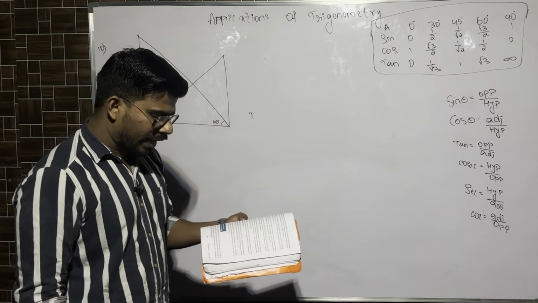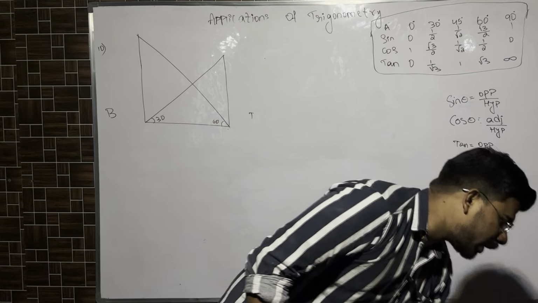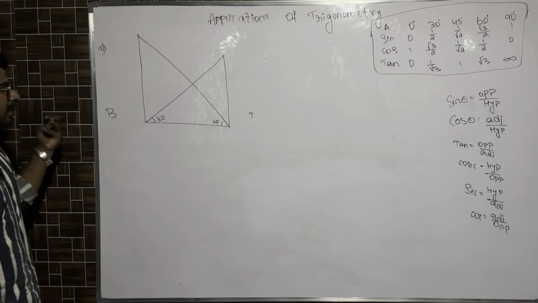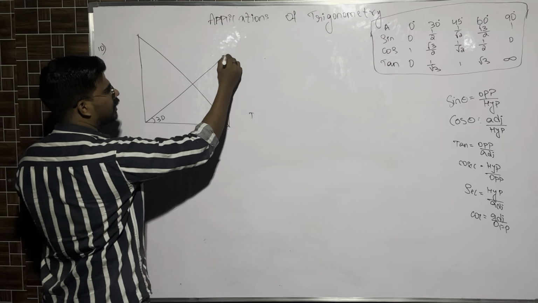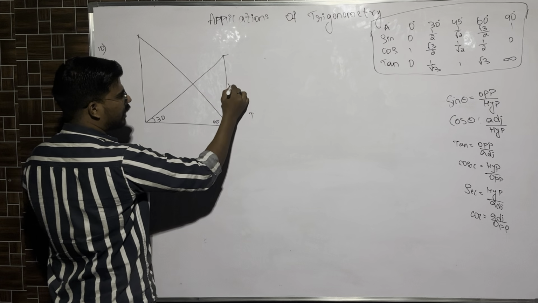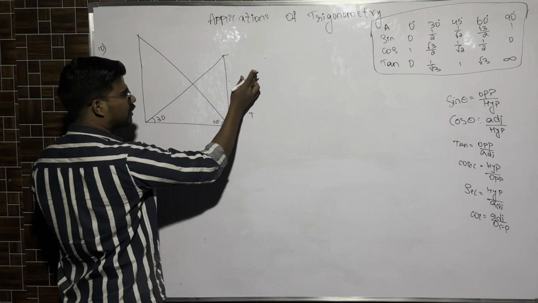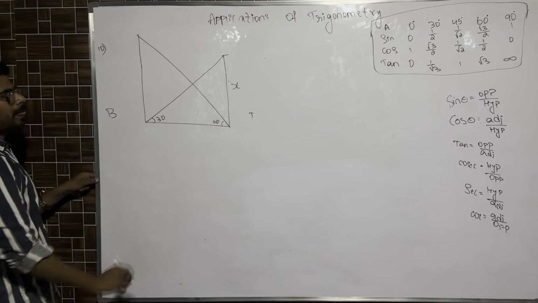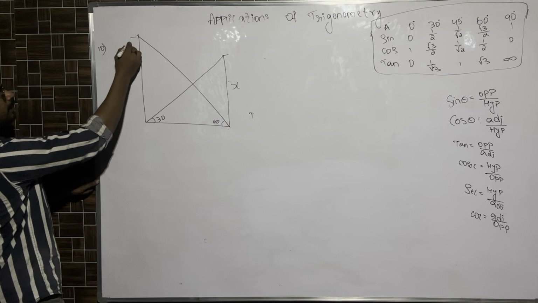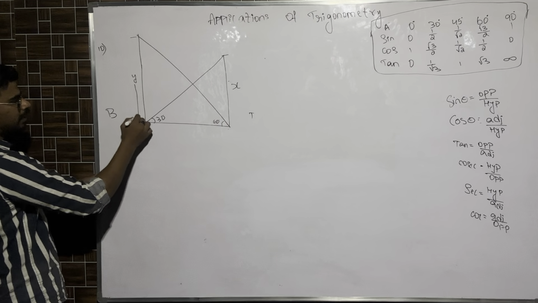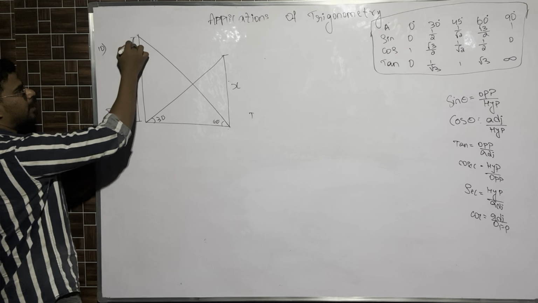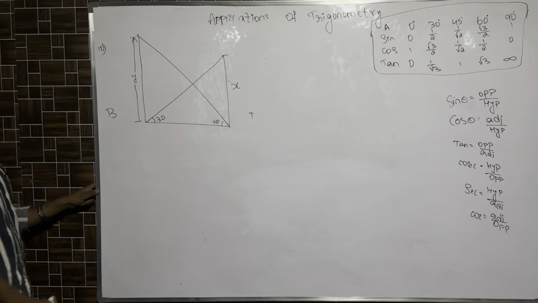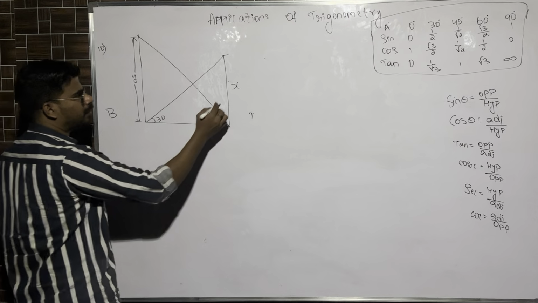What is the ratio of the height of the tower and the building? We have to find the ratio of the height of the tower and the building. Let us consider the height of the tower as x and the height of the building as y. Height of the tower is x and height of the building is y.